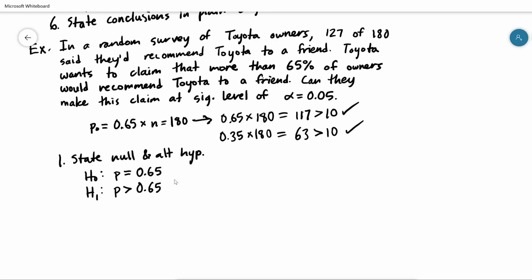Here's the statement that we're going to test. Let's assume that only 65% of owners would recommend to a friend, and we'll check to see how likely it would be to get the result that Toyota is seeing here, that more than 65% of owners would recommend Toyota to a friend. So this is the idea for this particular problem. This makes this one right-tailed again.